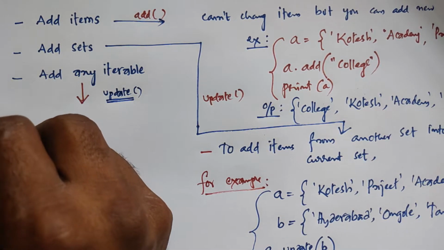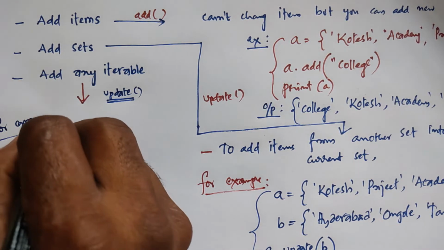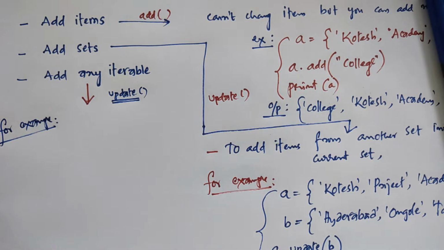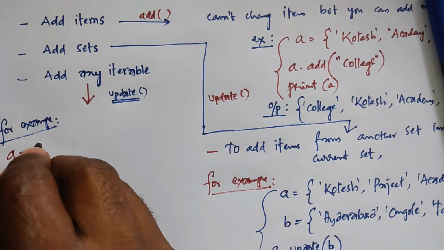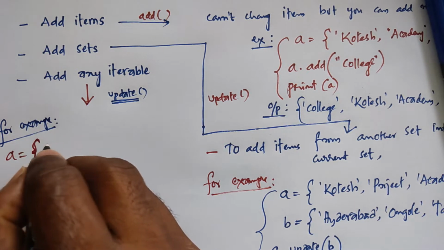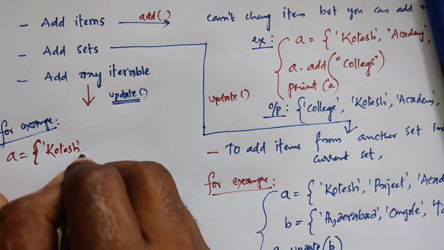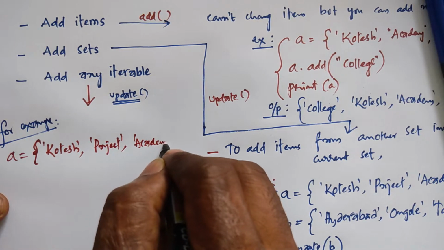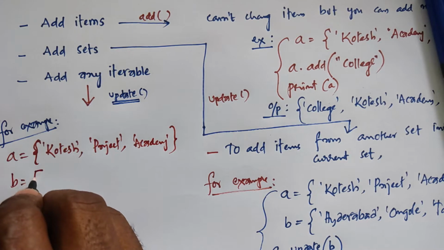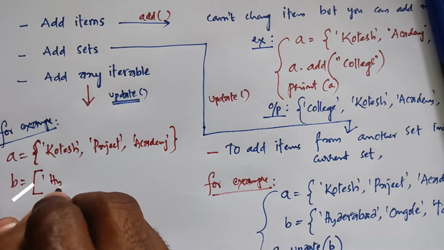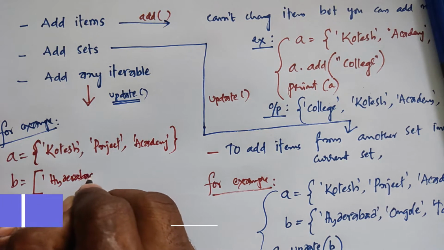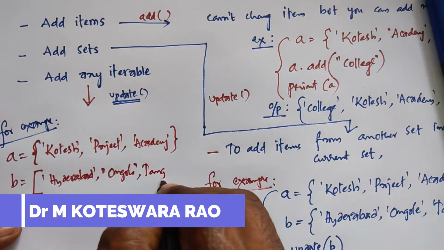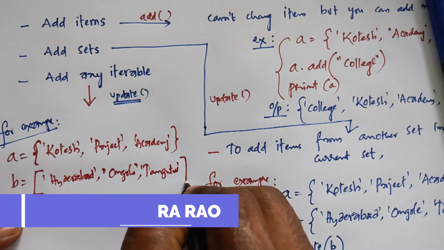For example, here A is equal to a set, because it is in curly brackets: quotation, project, academy. The second one is in square brackets, which is nothing but a list: Hyderabad, Ongole, Tangutur.